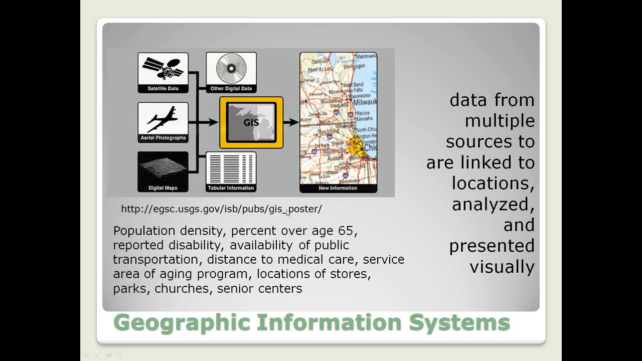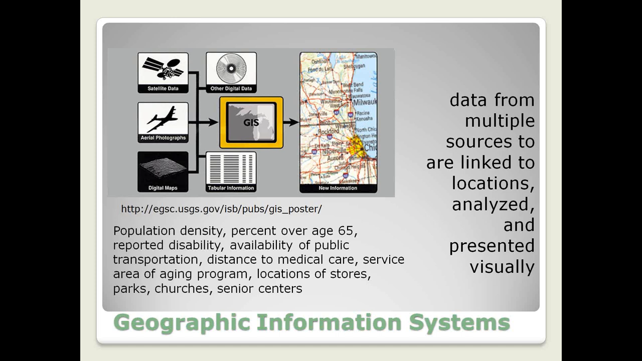So for instance, in this case, I would be linking the population densities, the percent of people over age 65 who've reported a disability, and then I can track the availability of public transportation. I can measure the distance to medical care. I can look at the aging program and see how far people would have to travel to get to it. I can identify locations of stores, parks, churches, senior centers, all of the places we go, all are mapped.